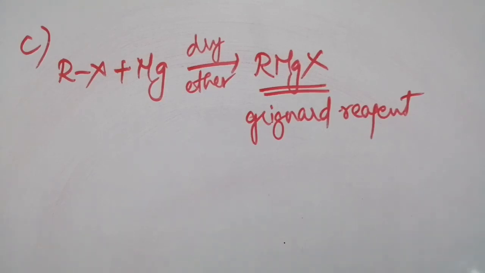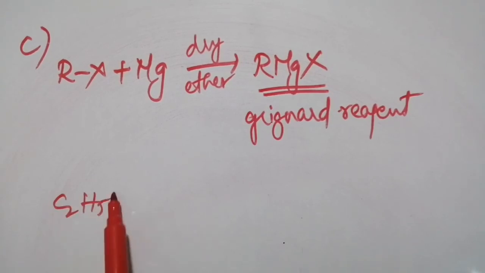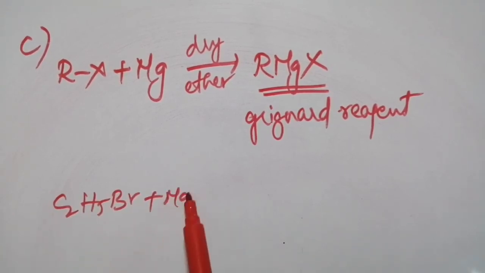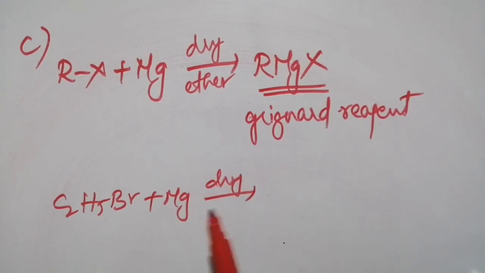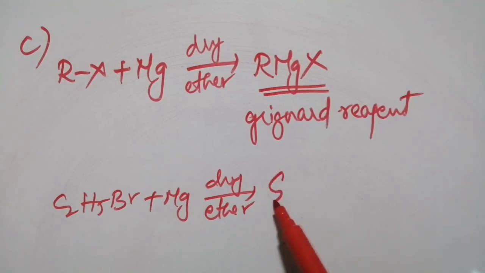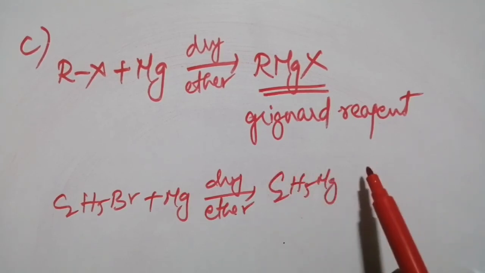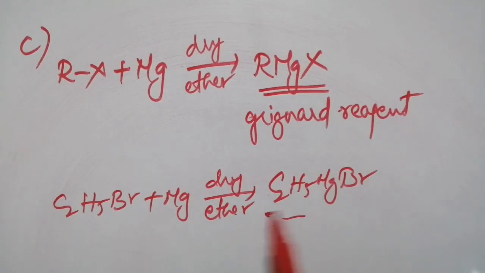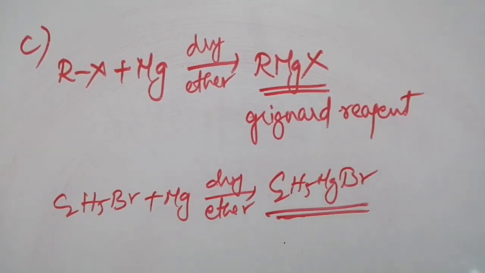A chemistry student learning first PU and second PU, if awakened from sleep, should also be able to tell what is RMgX. This is Grignard reagent. For example, I will take here C2H5Br plus Mg. Presence of dry ether is very important. In presence of dry ether, I will get C2H5MgBr. So this will be used as a reagent to prepare many compounds. We will come across many compounds such as aldehydes and ketones, their preparation we will see in that chapter. So this is formation of Grignard reagents.